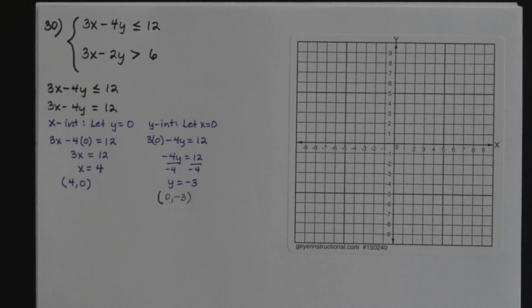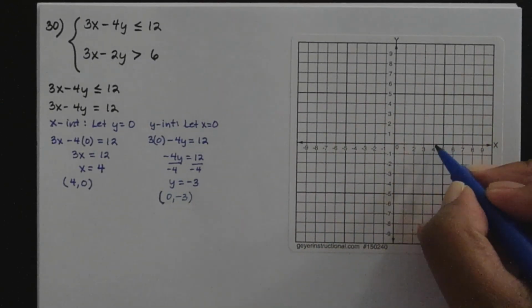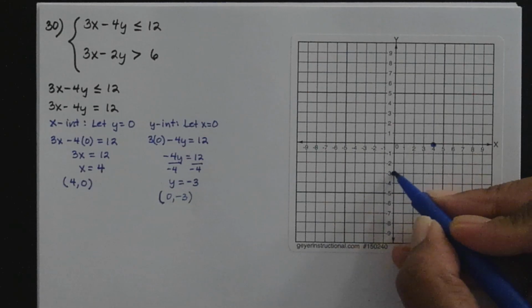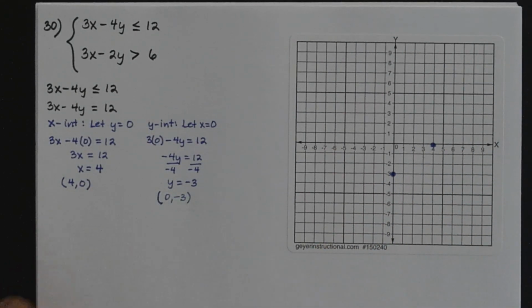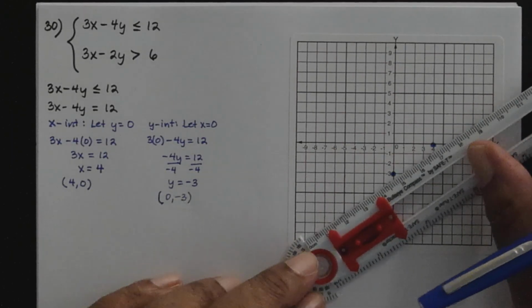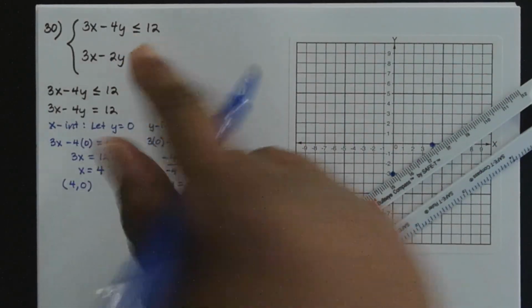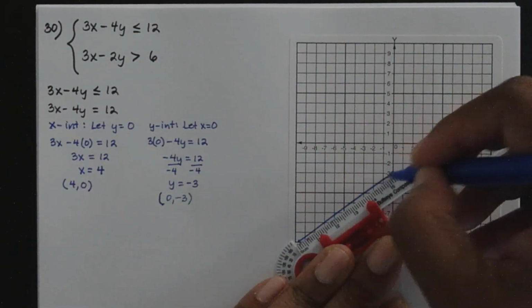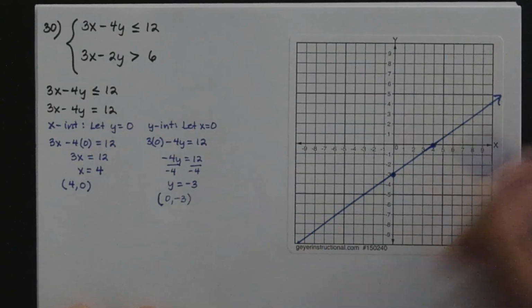All right, so now let's go ahead and graph this on the coordinate plane. My x-intercept there is 4, 0. My y-intercept is 0, negative 3. That's going to be this point down here. Now, based on that inequality, will that line be a solid line or a dashed line? Solid, because it says less than or equal to. That means that the line itself will be included. Okay.